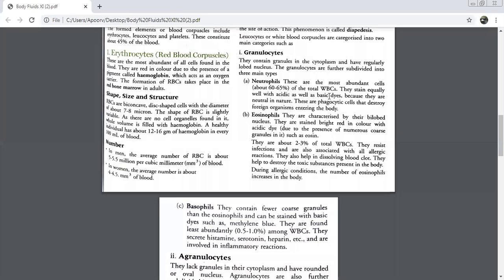And when we talk about abundance, they are very, very few, only 0.5 to 1%. So we are done with granulocytes. Everybody remembers the 3 types of granulocytes. We are talking about WBCs, again in 2 categories, granulocytes and agranulocytes. Granulocytes: neutrophils, eosinophils, and basophils.